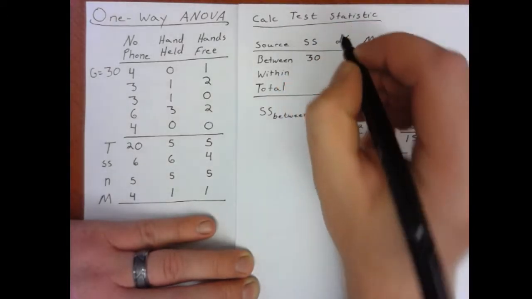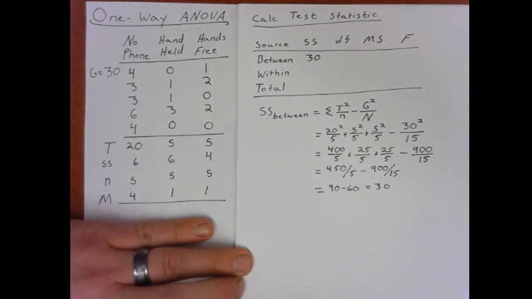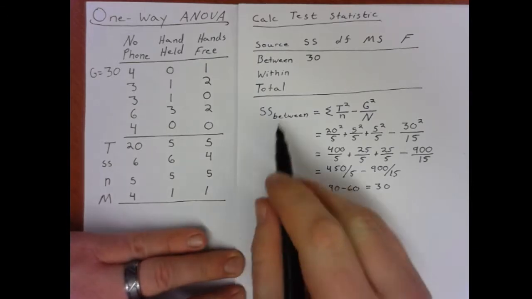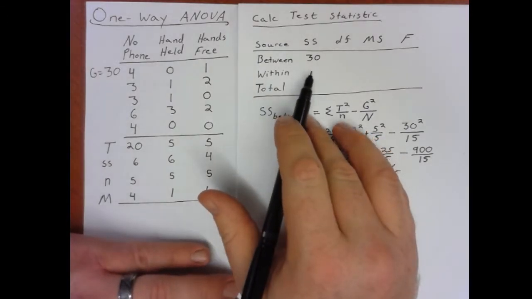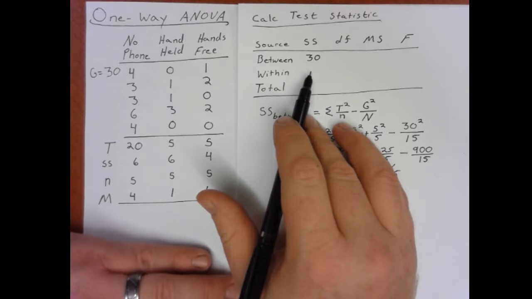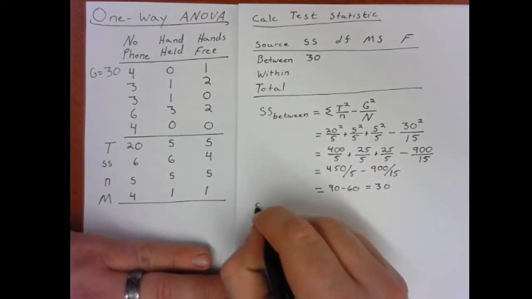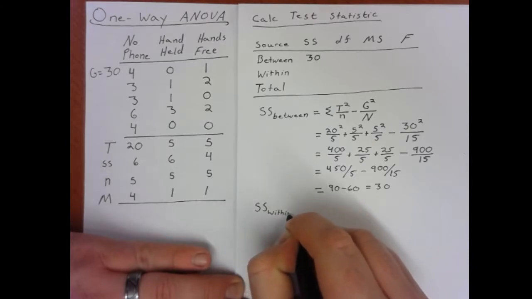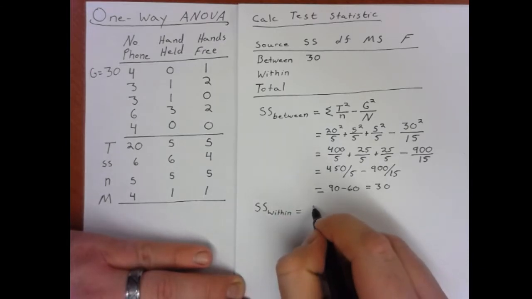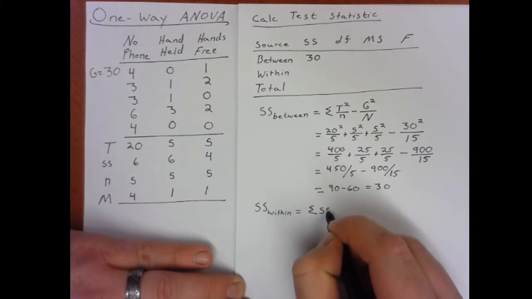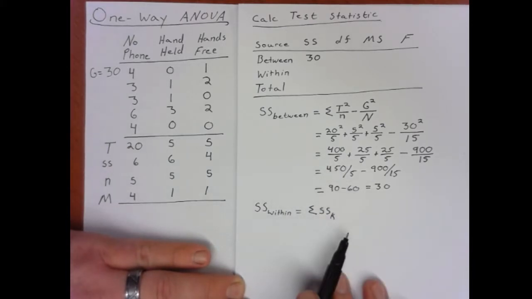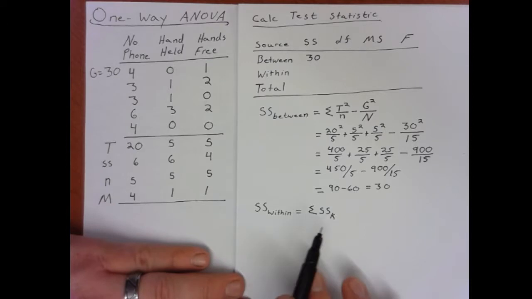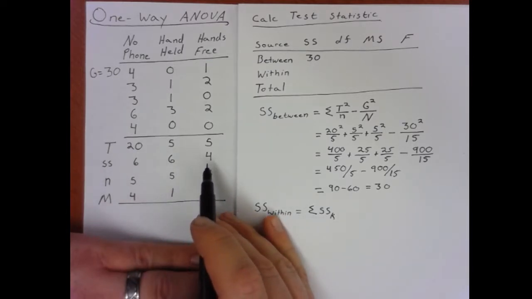Once I have that number, put it up in the table right away. Now let's hit our next sub-goal, the next thing we need to work for, the sum of squares within. The sum of squares within is just adding up all the sum of squares from each treatment. That's what SSK means.